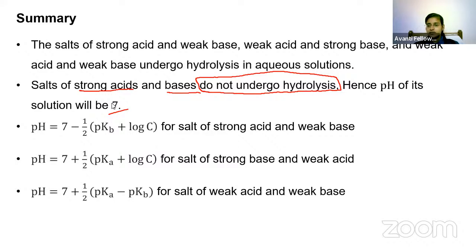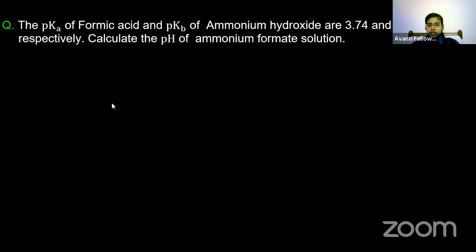So with this, we will go ahead with one question from this concept so that you can understand better. Shall I go for the question? Shall we calculate the pH of a salt? Yes. The pKa of formic acid and the pKb of ammonium hydroxide are given. Calculate the pH of ammonium formate solution.